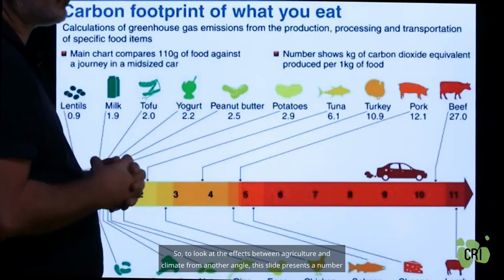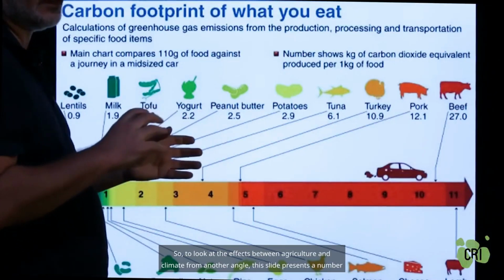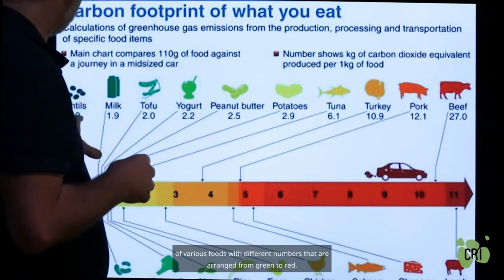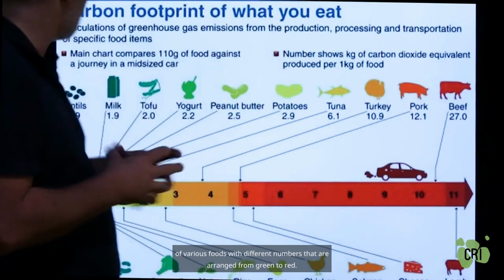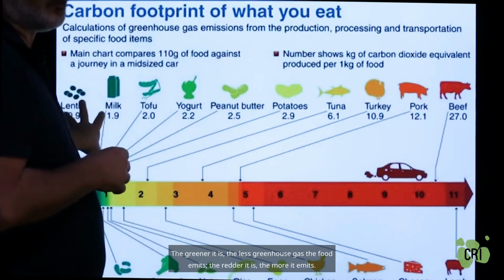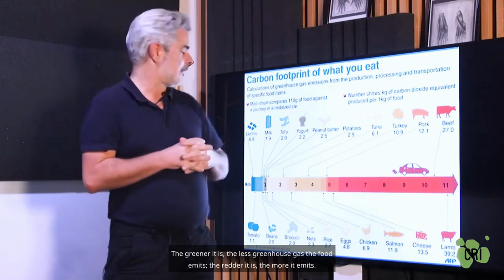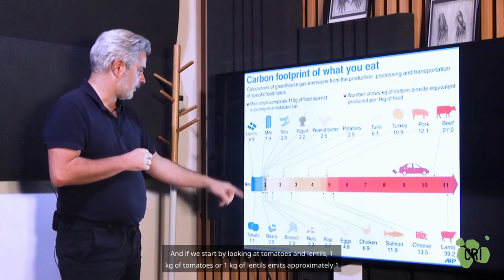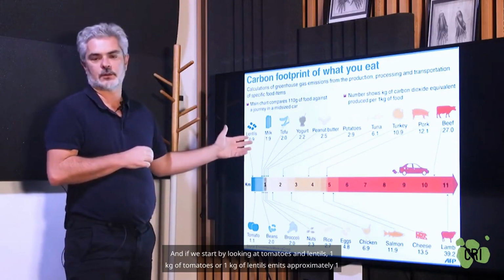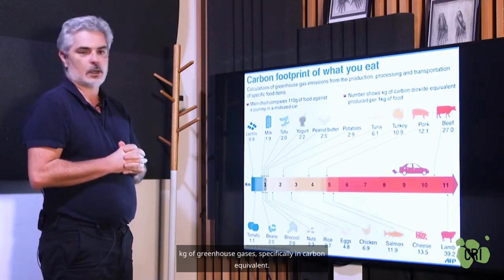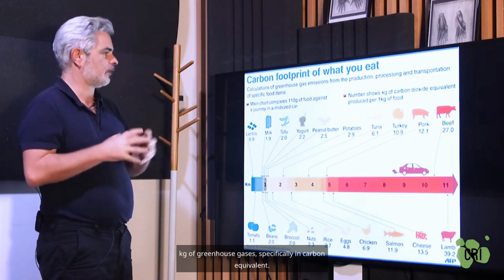So, to look at the effects between agriculture and climate from another angle, this slide presents a number of various foods with different numbers that are arranged from green to red. The greener it is, the less greenhouse gas the food emits. The redder it is, the more it emits. And if we start by looking at tomatoes and lentils, 1 kilo of tomatoes or 1 kilo of lentils emits approximately 1 kilo of greenhouse gases, specifically in carbon equivalent.